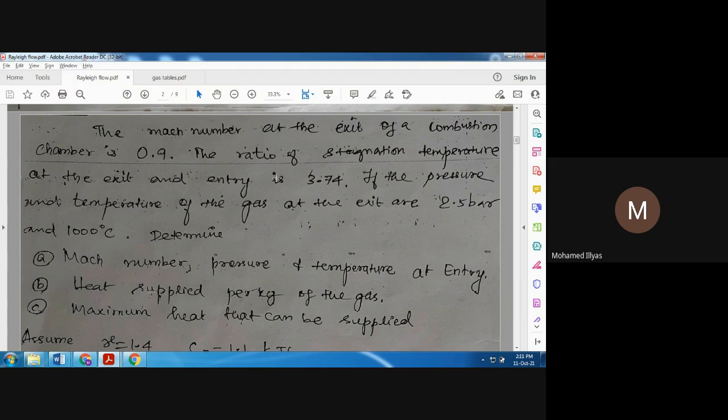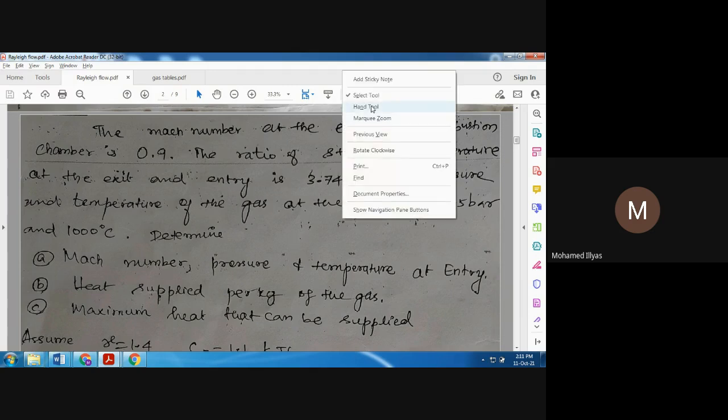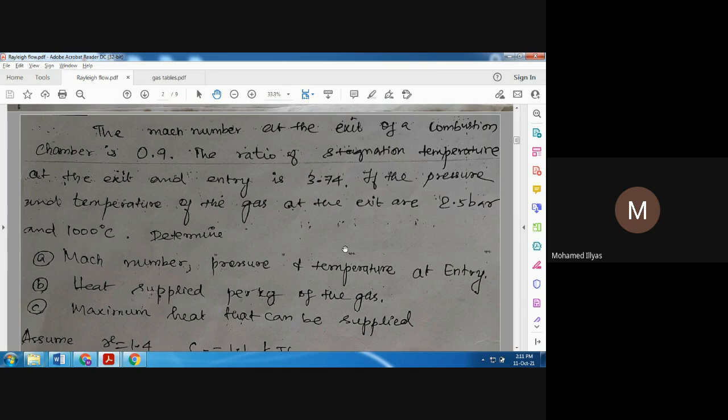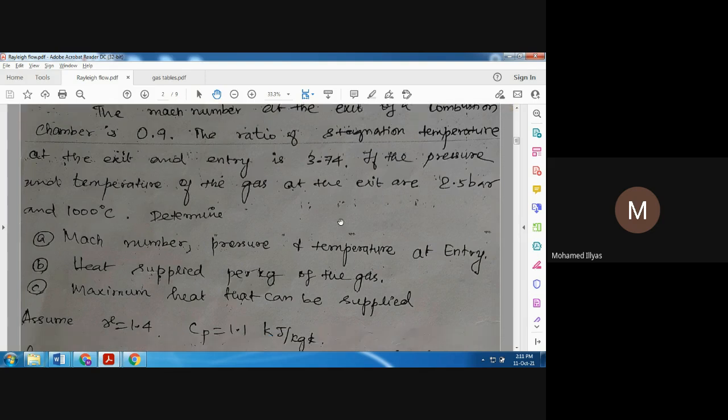Second problem we'll see. The Mach number at the exit of a combustion chamber is 0.9. The ratio of stagnation temperature at the exit and the entry is 3.74. The pressure and temperature of the gas at the exit are 2.5 bar and 1000 degrees Celsius. So we need to calculate the Mach number, pressure and temperature at the inlet, heat supplied per kg of the gas, and maximum heat that can be supplied.